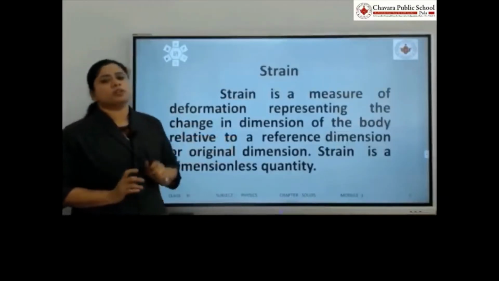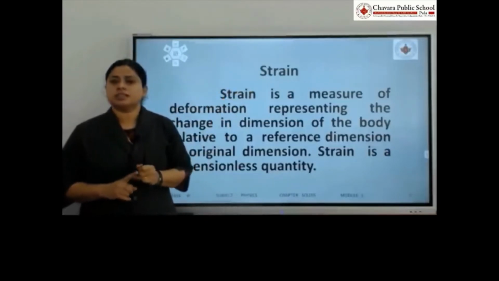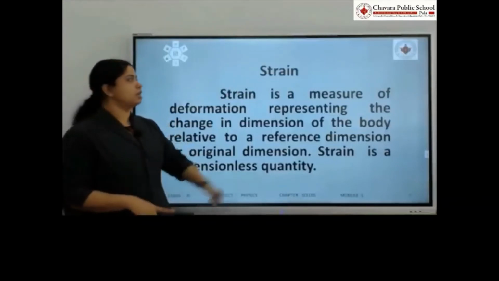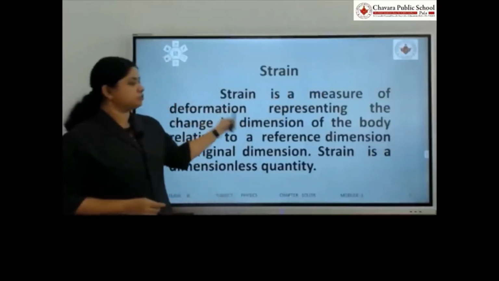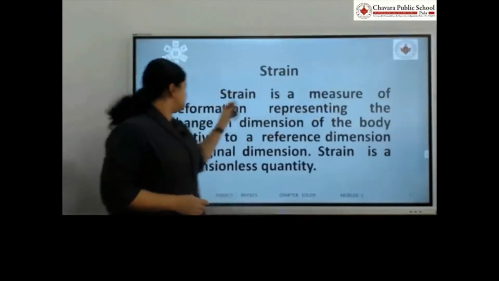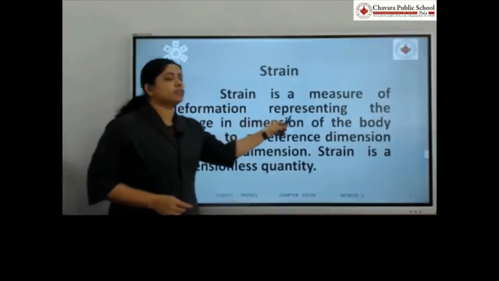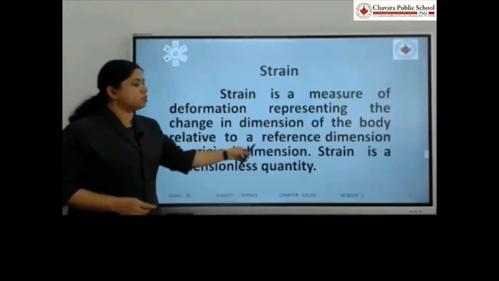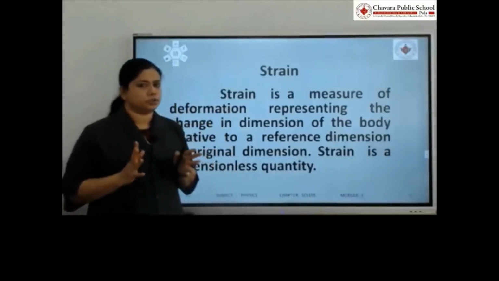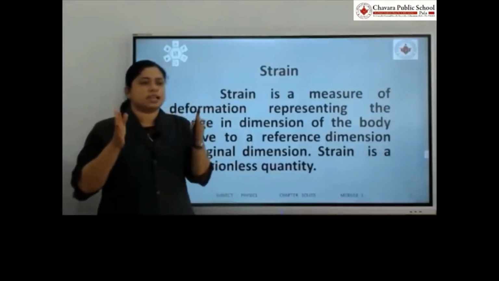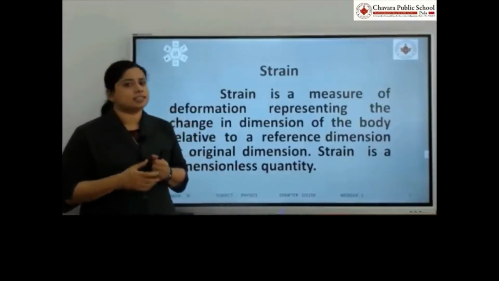Okay, next important term in elasticity is strain. First term, stress, restoring force per unit area. Next is strain. The strain is a measure of deformation representing the change in dimension of the body related to a reference dimension or the original dimension. So, consider the case of longitudinal stress, the actual length of the body is L. The change in length takes place by the application of the force. The change in length is delta L.